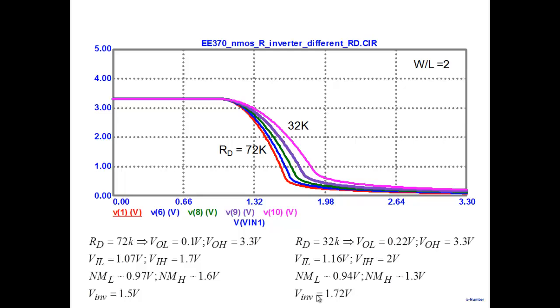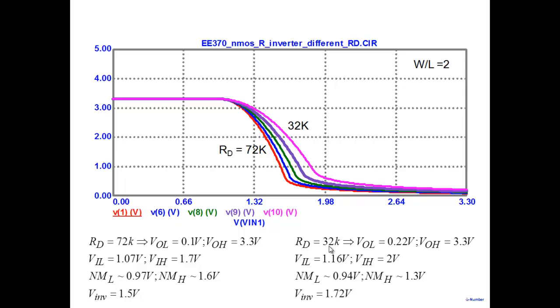Anyway, maybe this was done too much. It is 1.72. It didn't come to 1.65. But even if we had tuned the value to 1.65, you would have seen VIL doesn't improve. VIH will decrease. You won't get much improvement. You won't get much change. But there is one benefit that you do get by going to 32K.